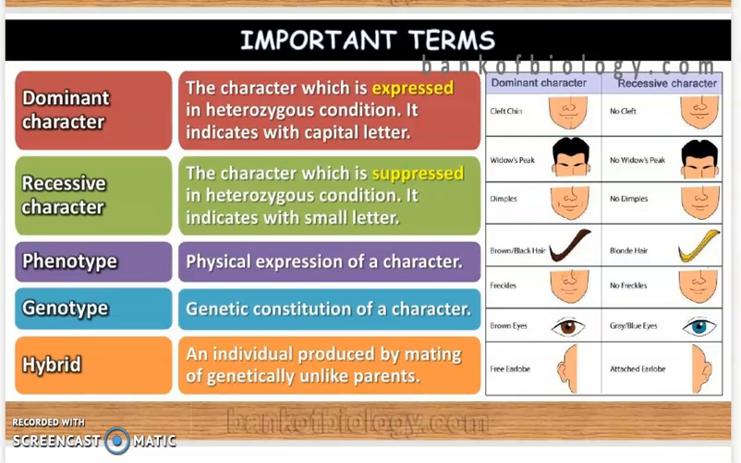Right, now you just see the dominant traits and recessive traits which we see in human beings. You can see the dominant traits and the recessive traits which are given in the columns. So let us start with the first one, which is a cleft chin.